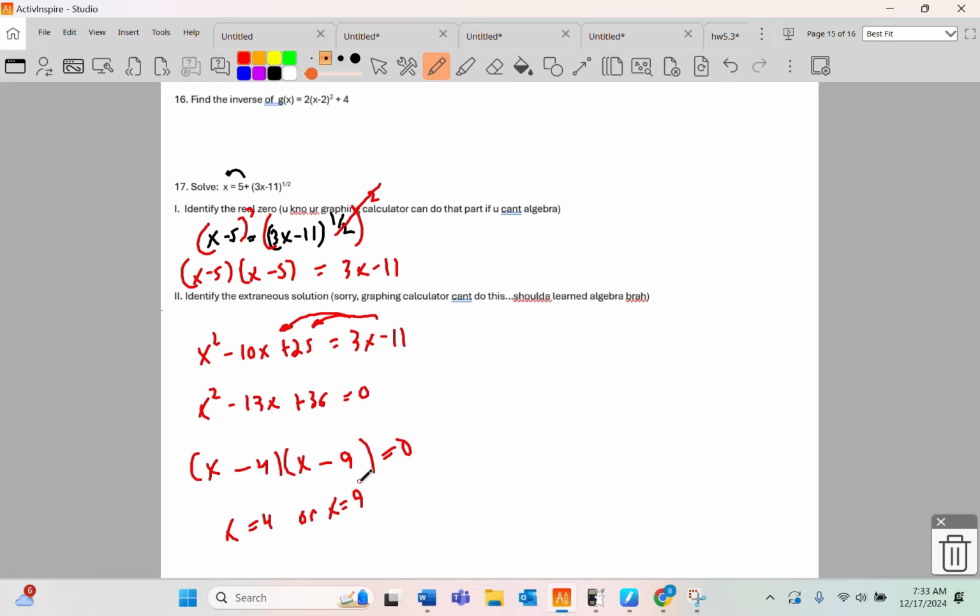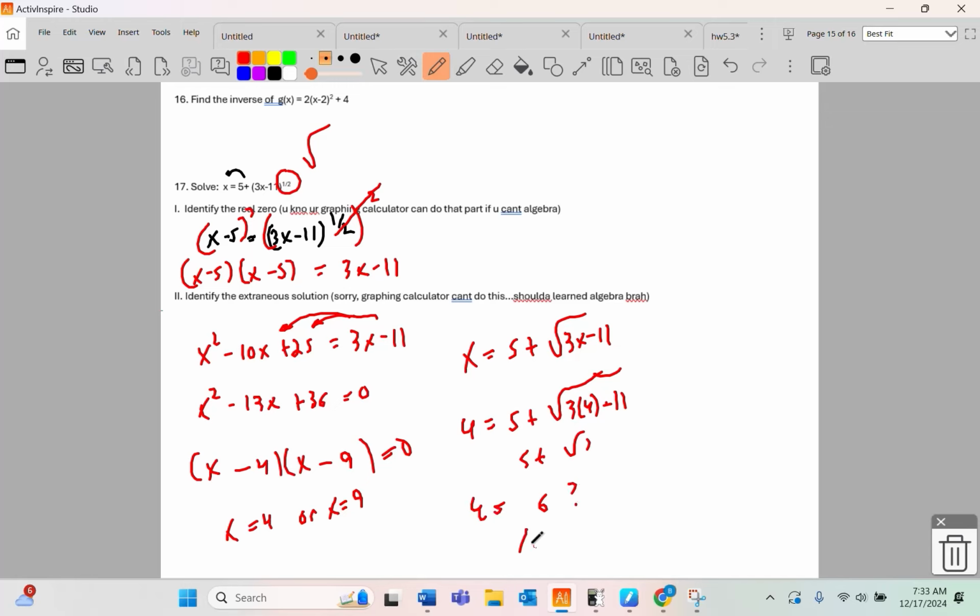All right. So you're supposed to identify the real zero and the extraneous one. So this was x equals 5 plus square root of 3x minus 11, because the half power is a square root. That's what she is. So let's plug in a 4. 4 is supposed to equal 5 plus the root of 3 times 4 minus 11. That's going to be square root of 1. And 5 plus square root of 1 is 6. 4 equals 6? No. This guy is extraneous.